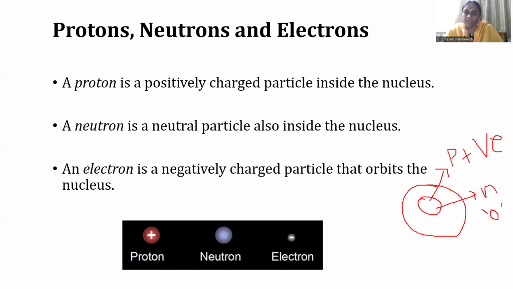This nucleus is surrounded by circular orbits, and in these orbits the electrons revolve around the nucleus in a circular path. These electrons are negatively charged species. See here, the proton is positively charged, the electron is negatively charged, and the neutron is neutrally charged, that means it has no charge.